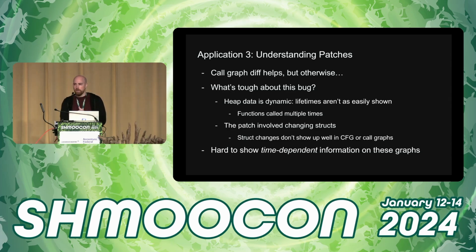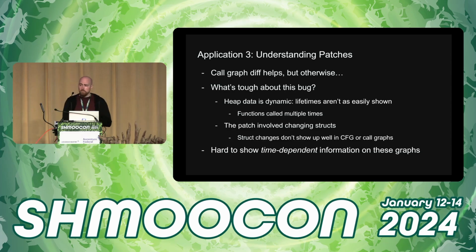So with this bug, it's focused on heap data, and so it's dynamic. It can be allocated and freed in different places. And the lifetime matters, like where it's allocated and where it's used and where it's freed. But it's harder to show these things on these graphs because they don't really show time, right?